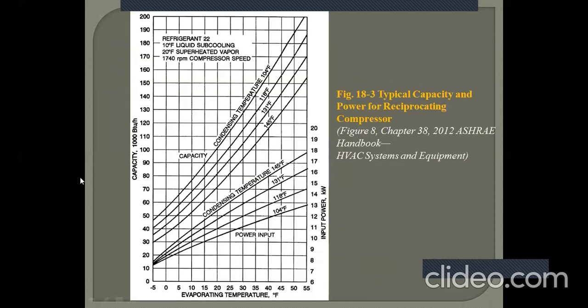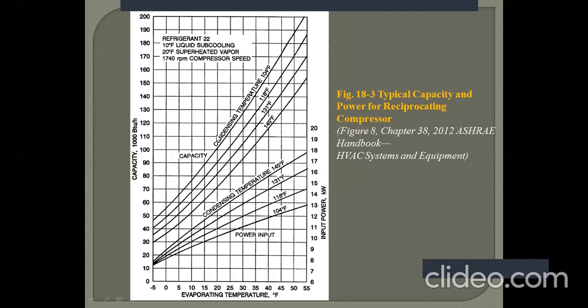Now, this graph is of typical capacity and power for reciprocating compressors. I have taken this from the ASHRAE handbook. As you can observe, on the x-axis it is the evaporating temperature in degrees Fahrenheit, on the y-axis it is the capacity in thousands of BTU per hour, and on the y-axis on the right-hand side it is input power in kilowatts. Clear?